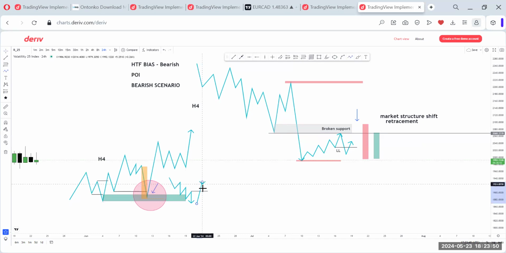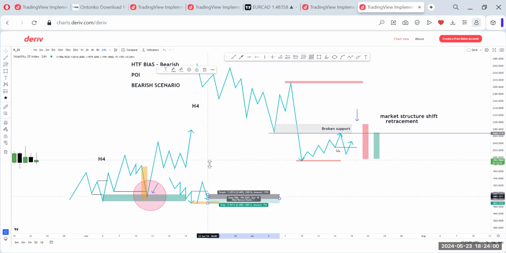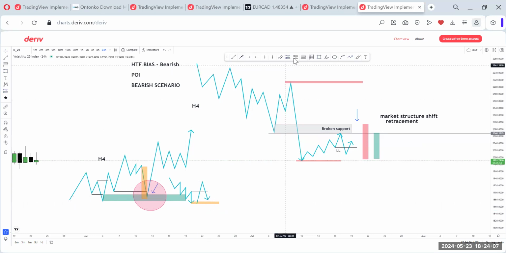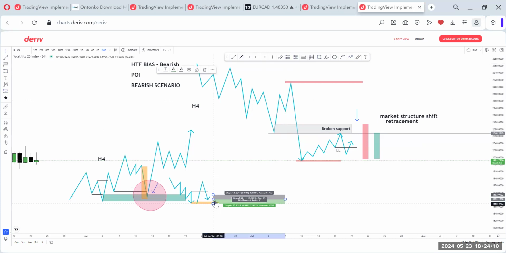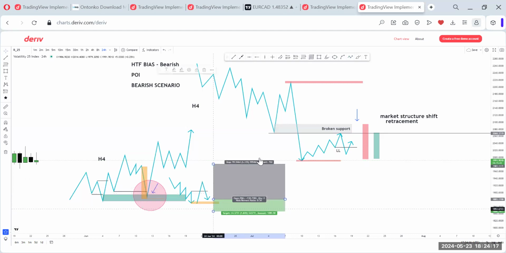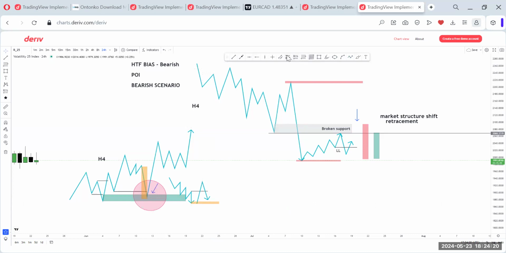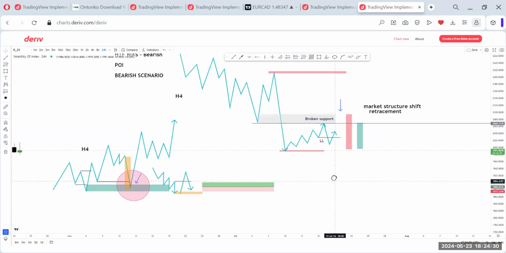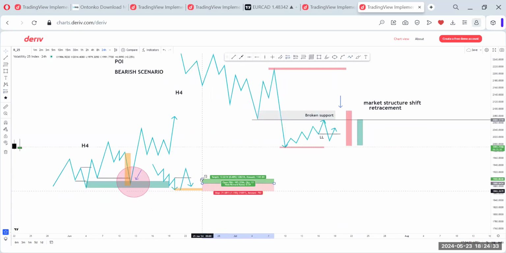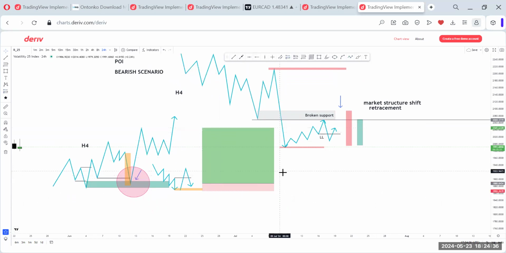Once price breaks it to the upside, wait for a retracement back into the range. That is where you can hit your buy, and put your stop loss right below the range. Buy. Your stop loss here, and then your target right this way.